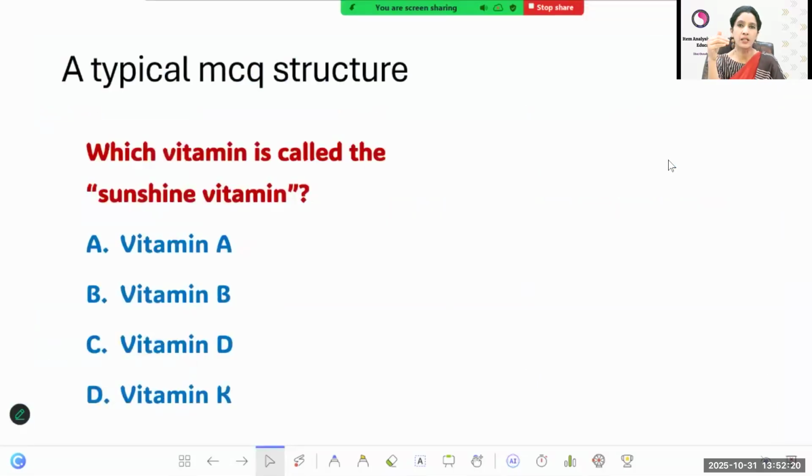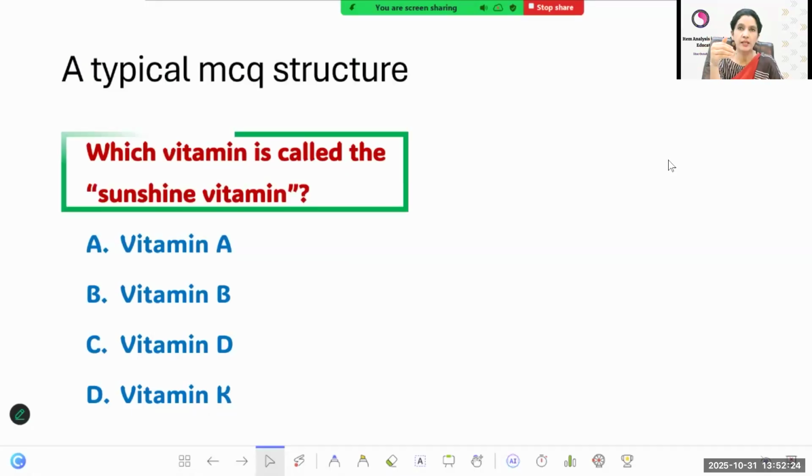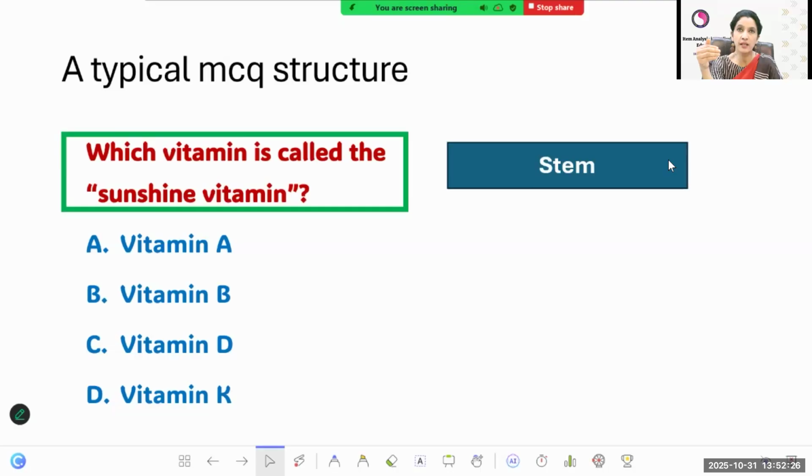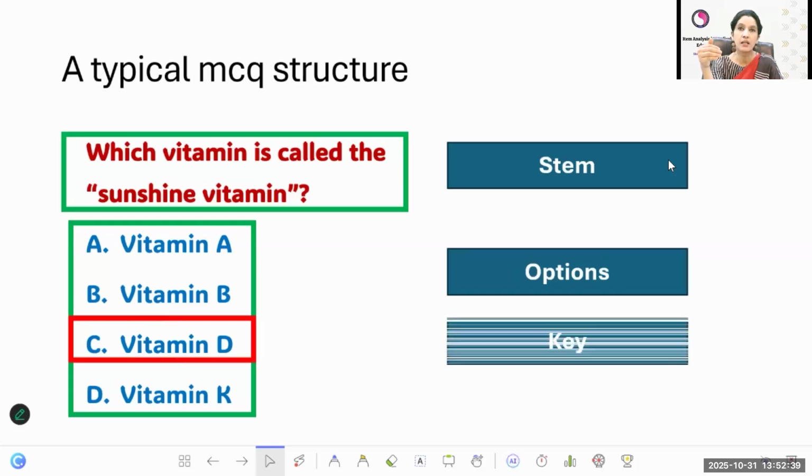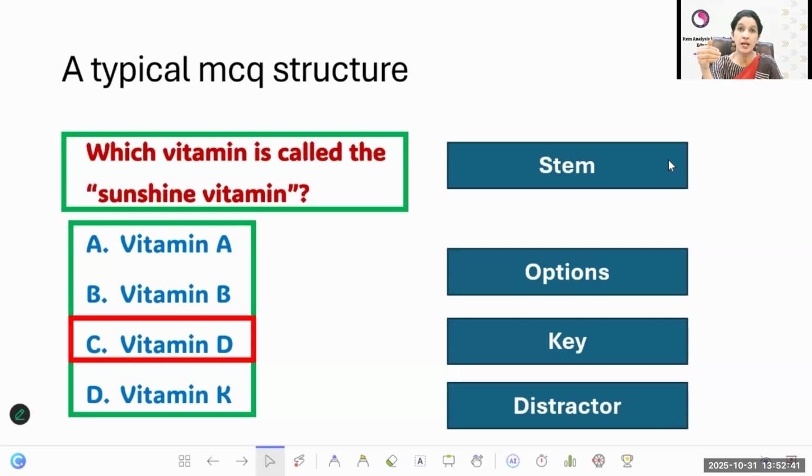A typical multiple choice question has a stem. Like in this case, the first question: which vitamin is called the sunshine vitamin. That is the stem of the question. And then there are 4 options. The correct answer among these options is known as the key. And the remaining 3 incorrect options are known as distractors. So this is the terminology.